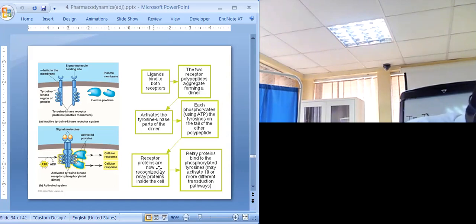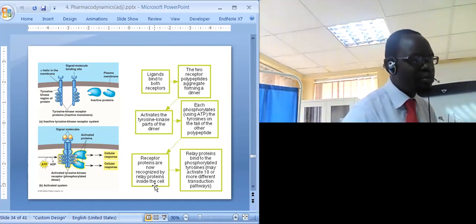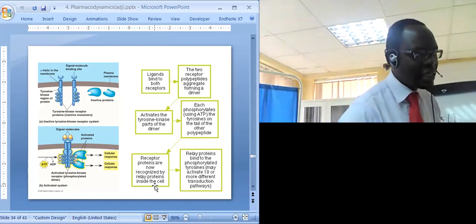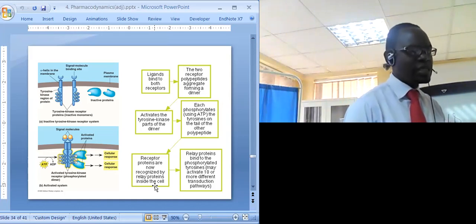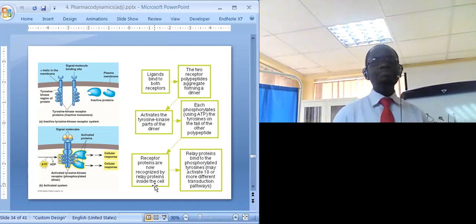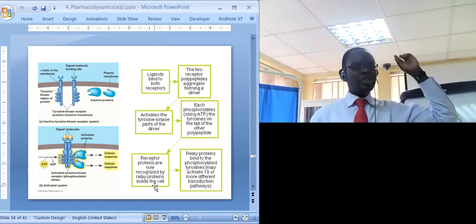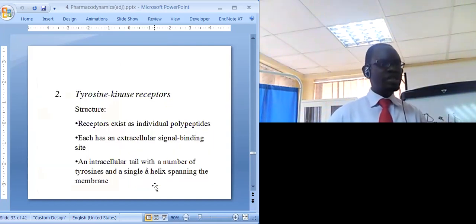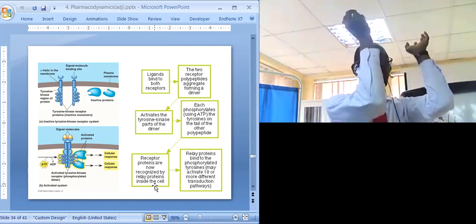So the receptor proteins are now recognized by the relay proteins inside the cell. As a result, relay proteins bind to the phosphorylated tyrosines and therefore produce different cellular responses. So in other words, just like we had G protein coupled receptors, this time we have tyrosine kinase receptors. And of course, the ligand should bind on both.